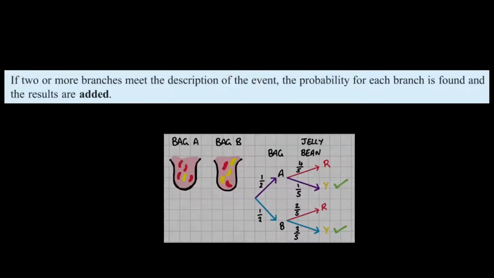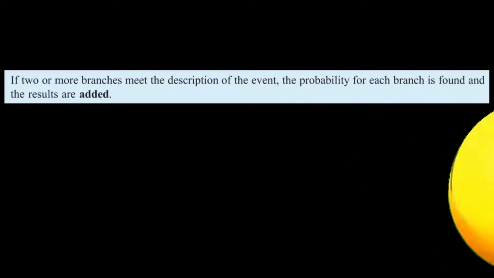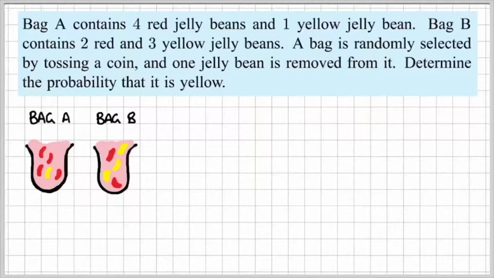Okay, in our next example, we're going to be looking at how, if 2 or more branches meet the description of an event, the probability for each branch is found and the results are added. So in this example, we're going to look at bag A, which contains 4 red jelly beans and 1 yellow jelly bean, and bag B, which contains 2 red and 3 yellow jelly beans. A bag is randomly selected by tossing a coin and 1 jelly bean is removed from it. Determine the probability that it is yellow.